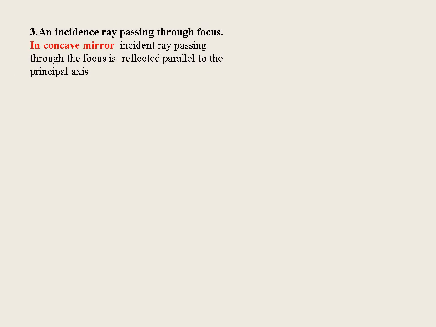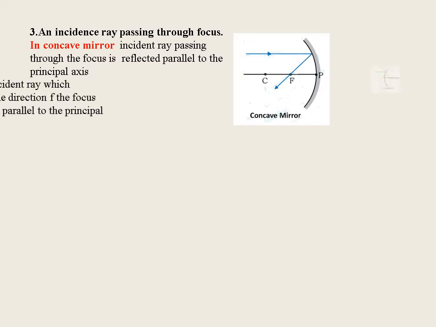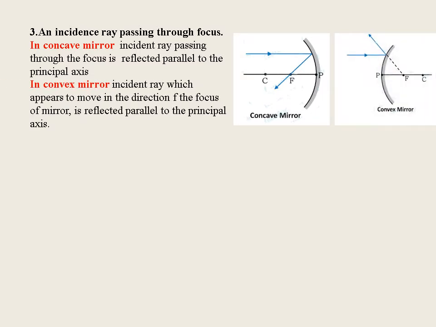An incident ray passing through the focus. In a concave mirror, an incident ray passing through the focus is reflected parallel to the principal axis. In case of a convex mirror, the incident ray which appears to move in the direction of the focus of the mirror is reflected parallel to the principal axis.